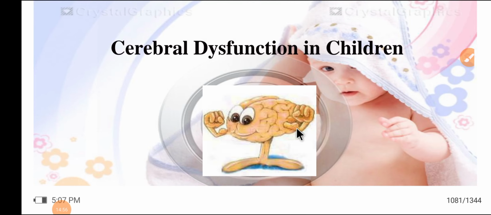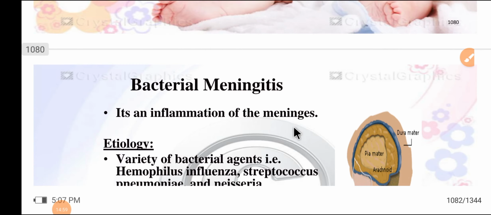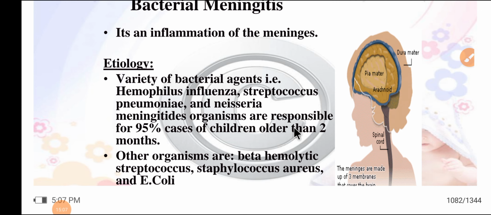Cerebral dysfunction in children. Bacterial meningitis. It's an inflammation of the meninges. Etiology: variety of bacterial agents. Haemophilus influenzae, Streptococcus pneumoniae, and Neisseria meningitidis organisms are responsible for 95% of cases in children older than 2 months. Other organisms are beta-hemolytic Streptococcus, Staphylococcus aureus, and E. coli.